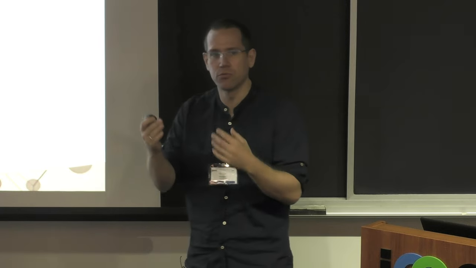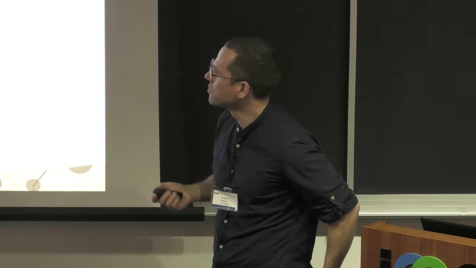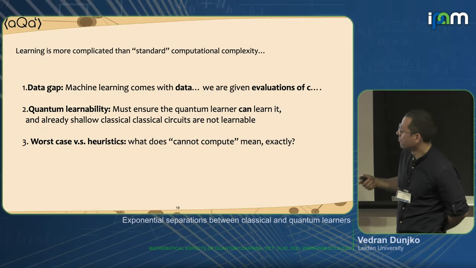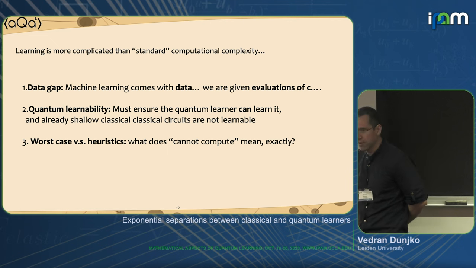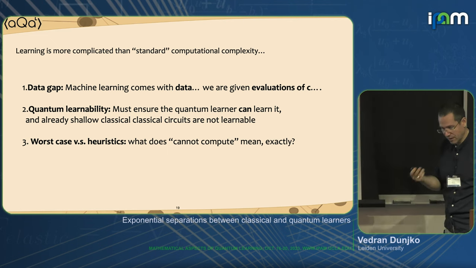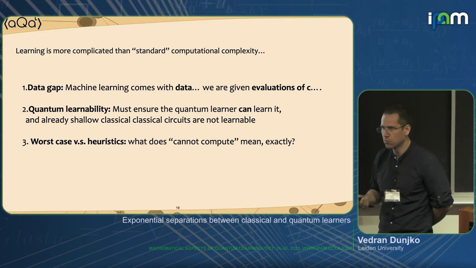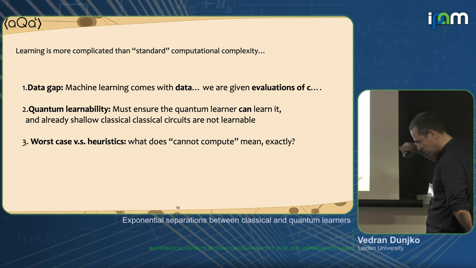Because there are at least three distinctions between standard complexity theory and learning problems that I want to discuss a little bit. And for me, personally, the most interesting one is this data gap, that you're provided data. You're provided examples of what the function you're trying to learn does, and this can sometimes completely change the game. The second thing is, it's sort of the inverse.